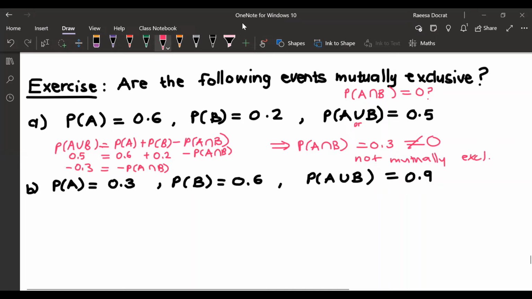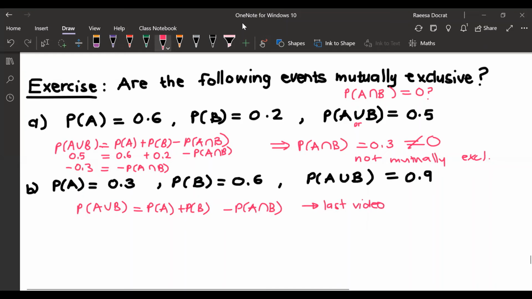Okay, let's have a look at the next example. Again, we're given the probability of A and B, and we're given the probability of A or B. So we have that the probability of A or B is equal to the probability of A plus the probability of B minus the probability of A and B. This is the relationship from the last video. Please watch that video if you are a bit confused.